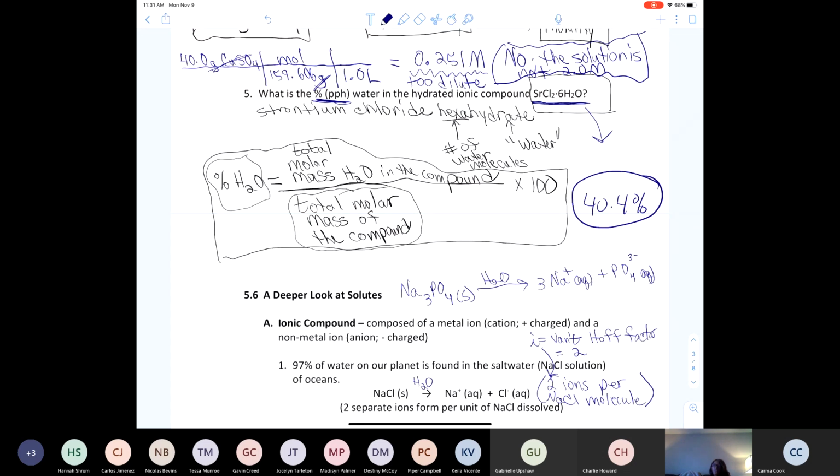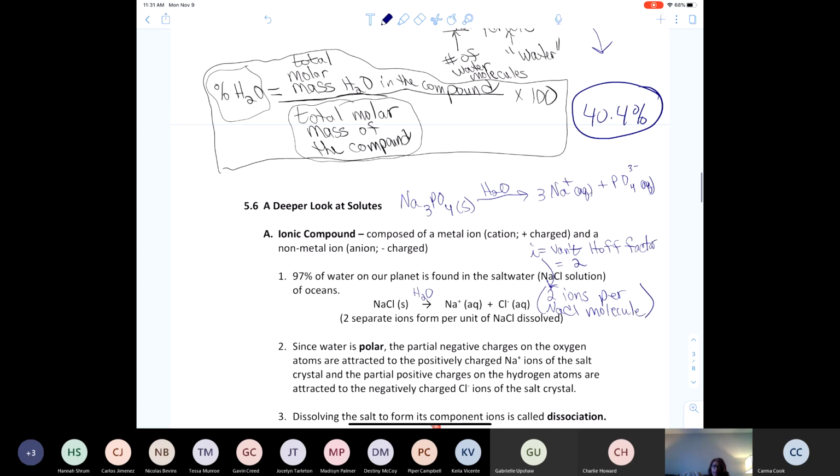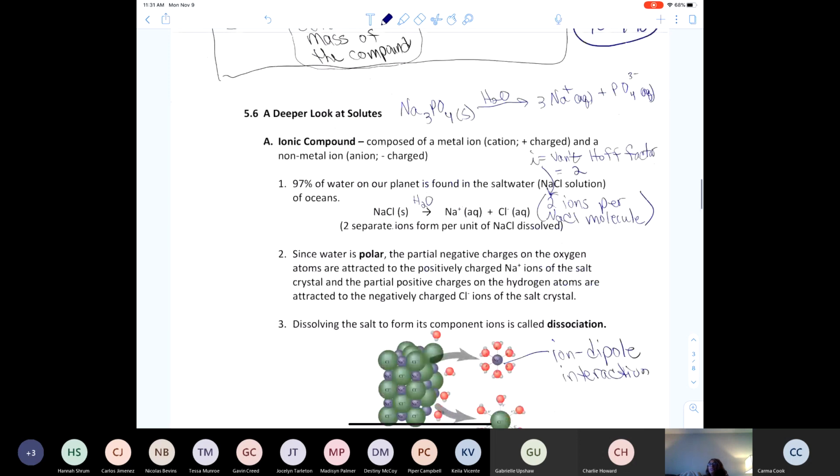And so we talked about solutions as being composed of a solute, which is the substance that gets dissolved, and the solvent, which is the substance that is doing the dissolving. Most solutions have water as the solvent, especially solutions that we make in a chemistry laboratory. However, you can have a solute other than water. I'm sorry, you can't have a solvent other than water.